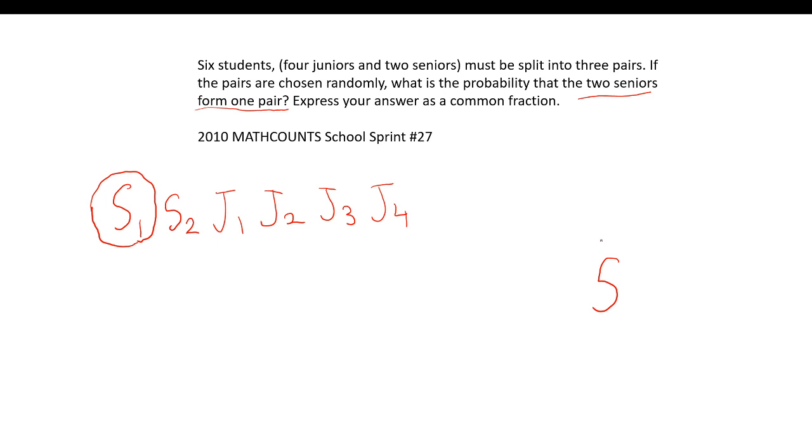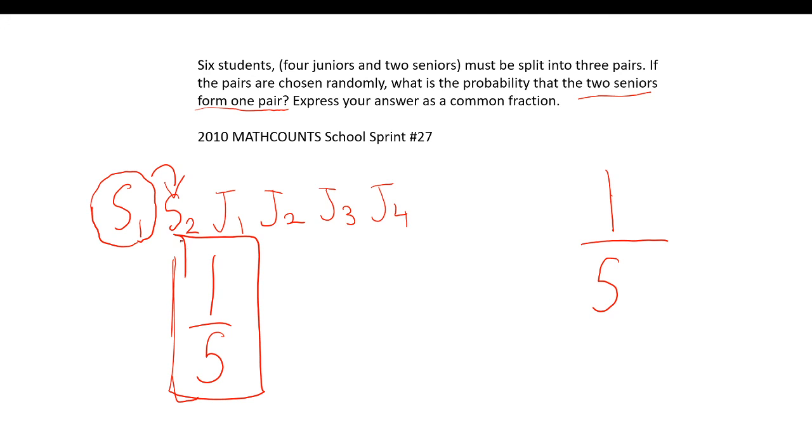Now, we want the seniors to be paired together. Out of the 5 possible people that senior 1 can be paired with, there's one successful one, when senior 1 is paired with senior 2. So if he's paired with senior 2, there's only one case that happens. So 1/5 is our probability, and that is our answer. We were looking for the probability that the 2 seniors form one pair. That's just 1/5. So we didn't have to do any complicated combinatorics.